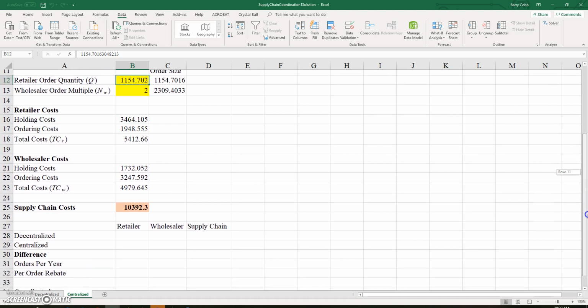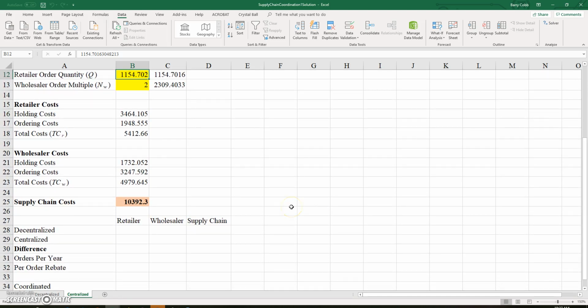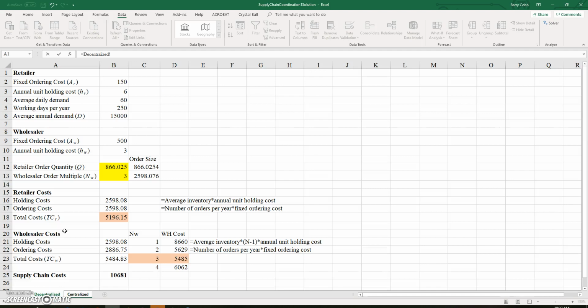We need to now compare the centralized and decentralized solutions. There's a table at the bottom of the centralized tab that can be used to make this comparison. The costs in the decentralized model are linked to the other tab. So the total cost for the retailer is $51.96.